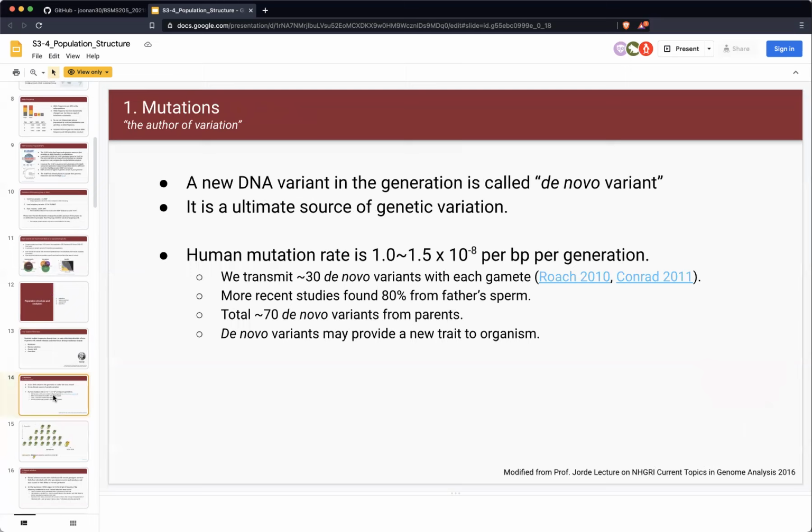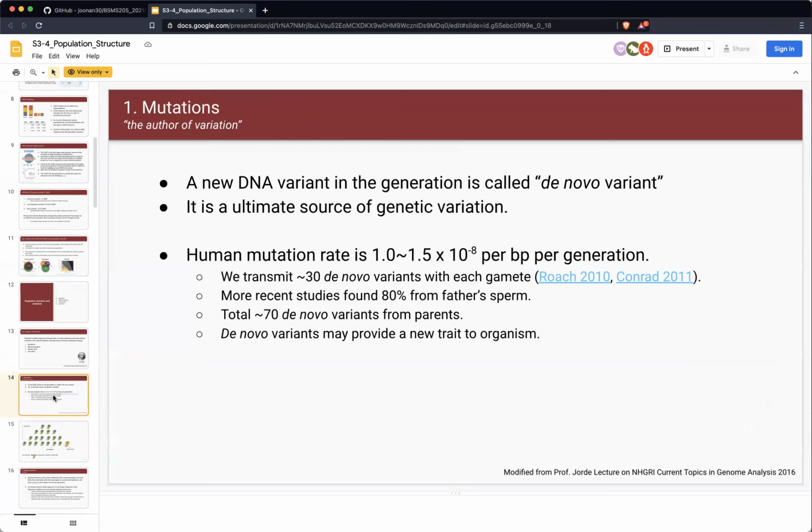Okay, so the first one is mutation. Mutation here is a new DNA variant in the generation, so we call it a novel variant, right? And this is the ultimate source of genetic variation. So a new source of variation comes out in the species, and it will have a certain phenotype. It will have a new phenotype in our population.